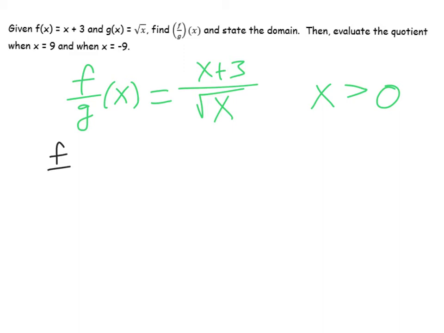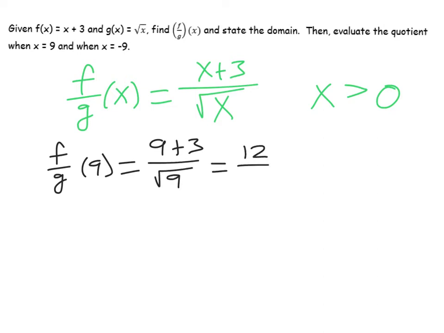First thing we're going to do here is take f over g of 9 and just evaluate it. That would be 9 plus 3 over the square root of 9, which would get 12 over 3, which is 4, right? Nothing real crazy going on there. You put in 9, you get 4.